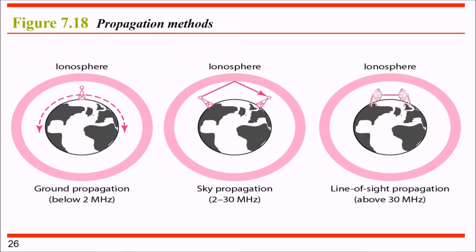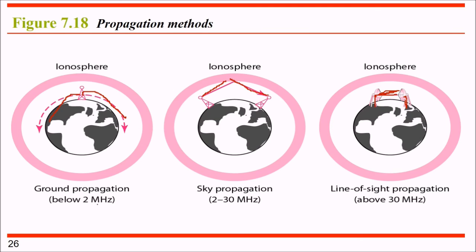The propagation method is like this. This is the ground. There are three types of propagation. One is ground propagation, which will be guided by the ground only. Then we can have sky propagation, the sky waves we can say, and then the other is line of sight. So these two should see each other. That is the line of sight propagation.